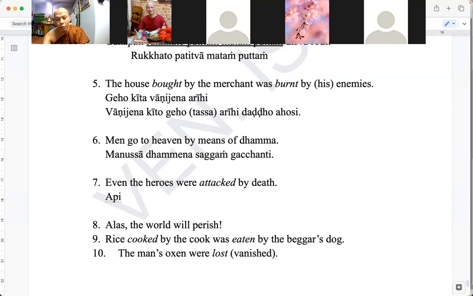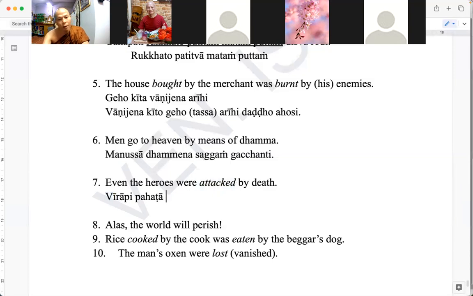Okay, so now hero means vīra, but that is the subject, the hero is the subject. So vīra, that is right. It should be vīrā api. We are 'were', so we're attacked. Attack is actually the same as beat, you know, paharati. But here it is the past participle, pahatā. That past participle is here a predicate function, so it should be the same as the subject in the nominative case, plural.